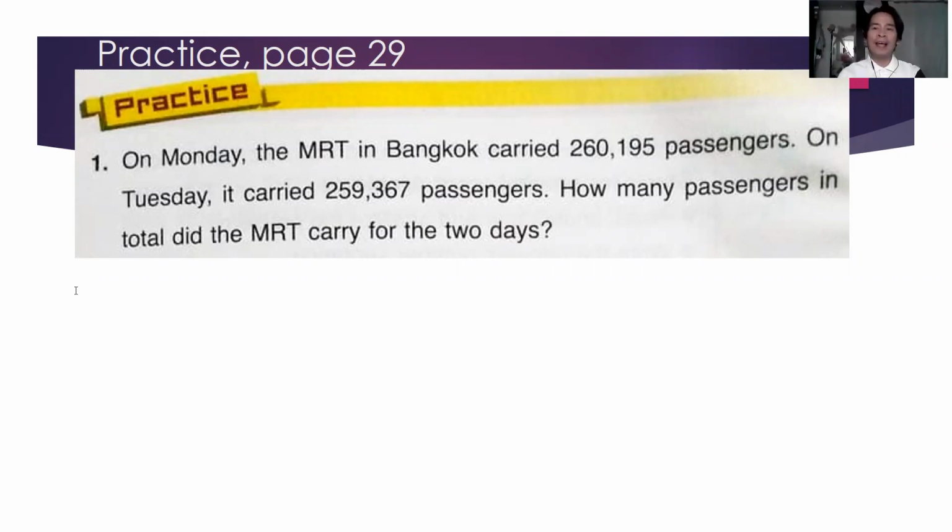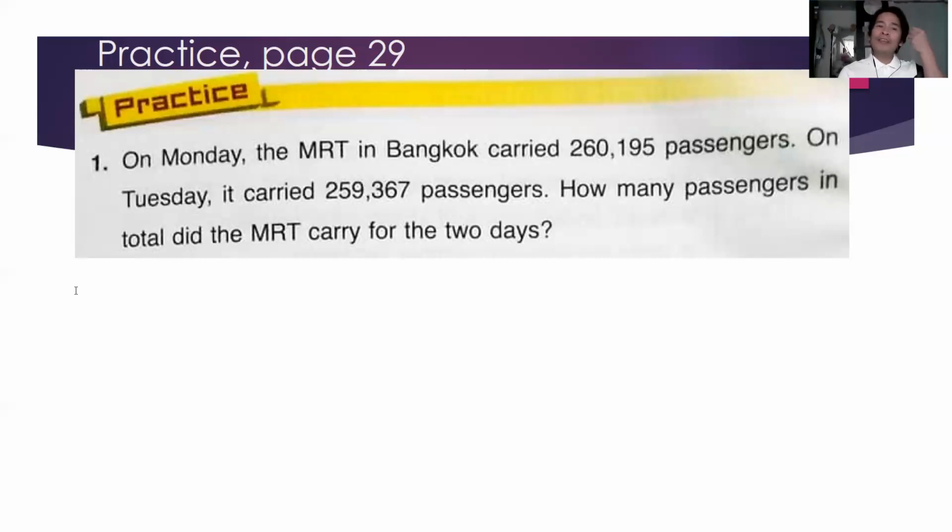By the way, Nasa, what do we mean by passengers? A passenger is someone who rides on a bus, on a plane, on a train. And MRT here is like the BTS here in Bangkok. Right? Yeah, a train station. Train station. Okay, very good.